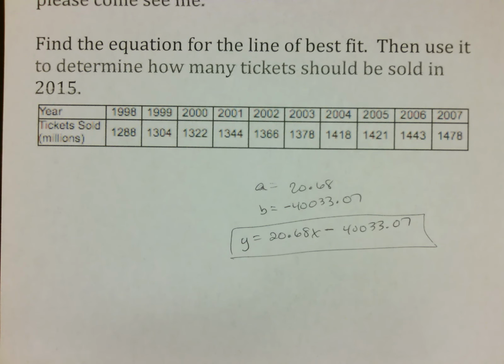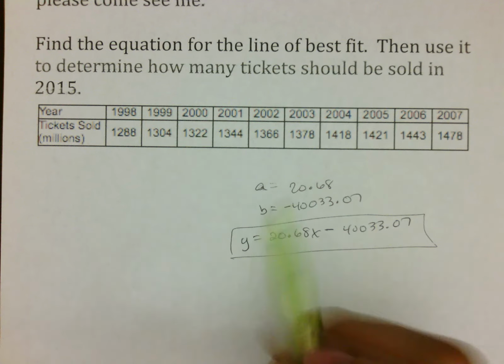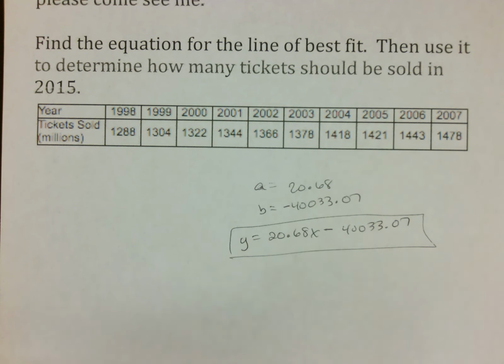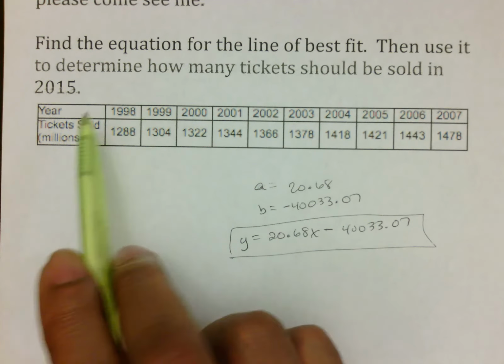Looks very complex, but again, the only thing you have to know how to do is go through the process to find a and b. You simply put a for your m, b for your b. That's your equation. Now the question is, how many tickets should be sold in 2015?